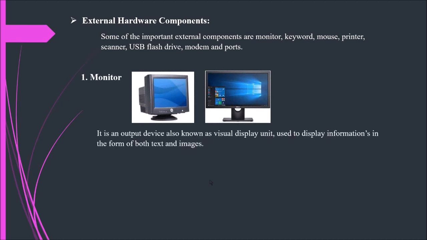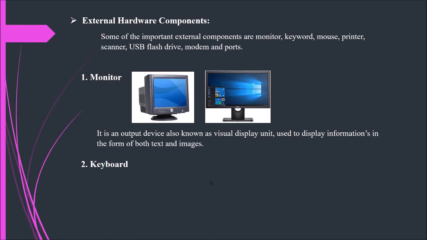It is an output device used for displaying information in the form of both text and images. It is also known as visual display unit. As you can see in the images, there are two kinds of monitors available. The first one is the older type of monitors, also known as CRT monitors, and the newer ones which is known as LCD or LED monitors. Monitors are available in various sizes and shapes.